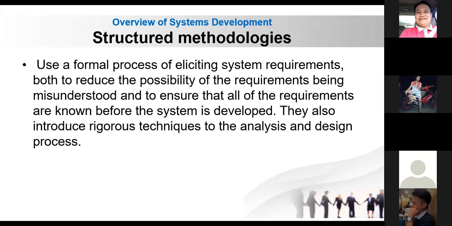Structured methodologies. Structured methodologies have been used since the 1970s to document, analyze, and design information systems. Structured development methods are process-oriented, focusing primarily on modeling the processes or actions that capture, store, manipulate, and distribute data as the data flow through a system.